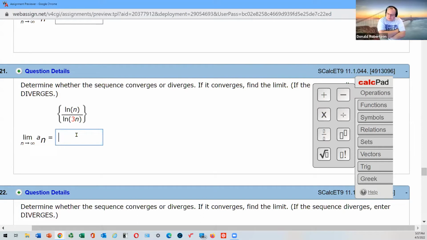L'Hopital on it. Right. Well, what's good about L'Hopital? Won't the logs disappear and it'll turn into some 1 over n and 1 over 3n, which I believe the answer is either 3 or a third. I'm not quite sure because I haven't been able to do it totally in my head.